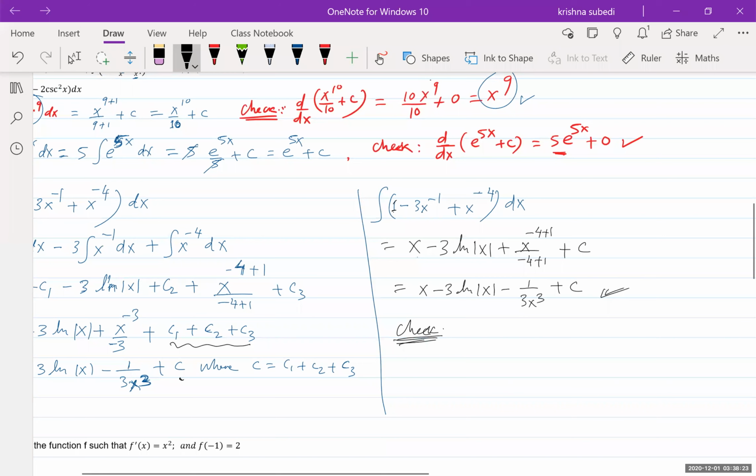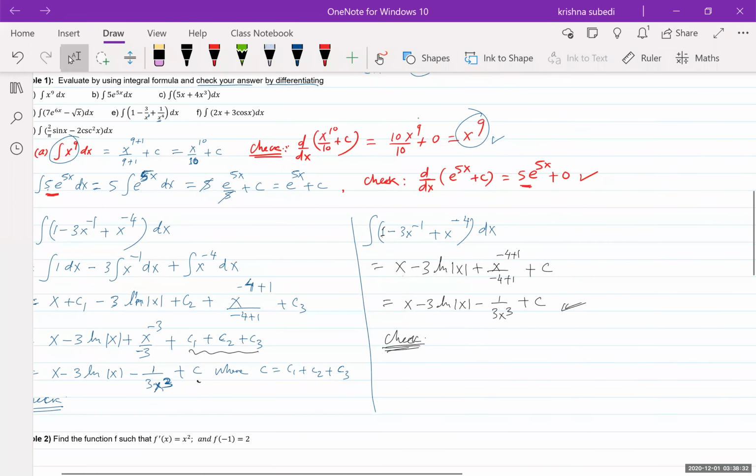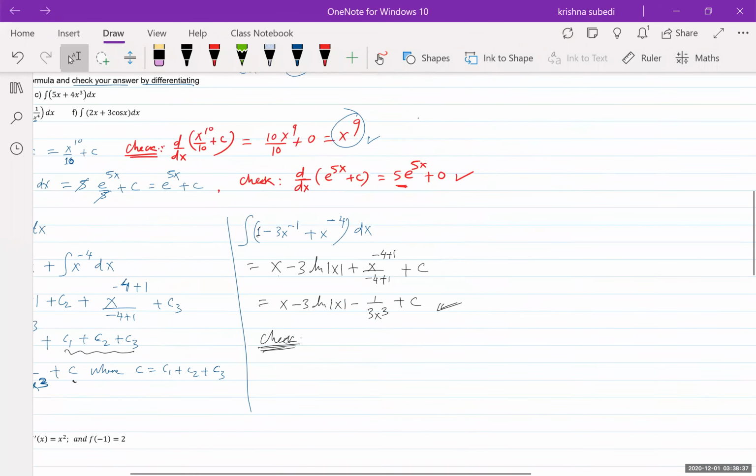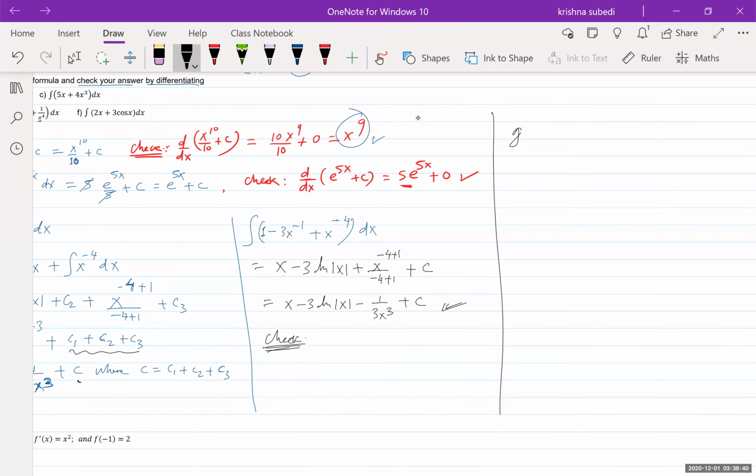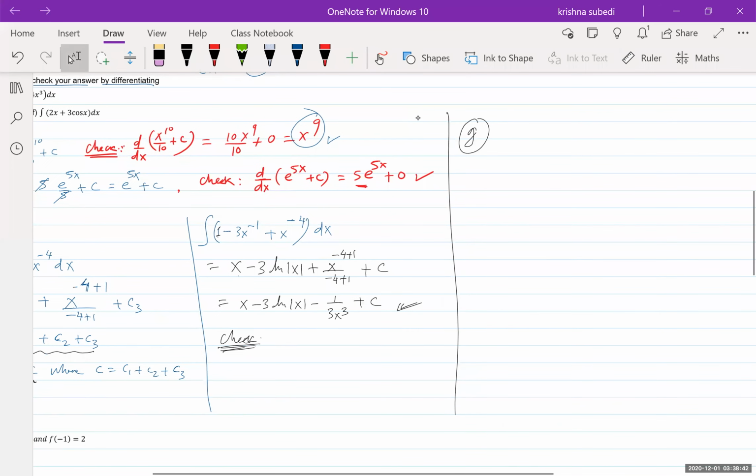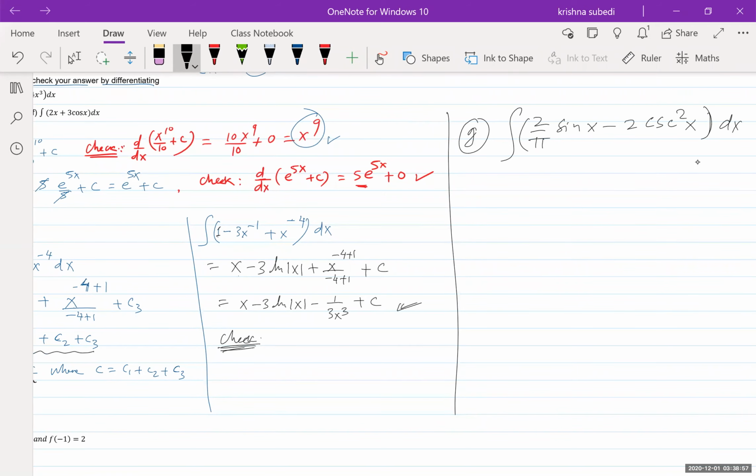Okay, and somebody asked me to do G. Okay, let's try G just for fun. I trust that you can do it, but we can do it, no issue there. Let's try part G. The question is integration of 2 over pi sine x minus 2 cosec square x dx. Did I copy the right question?